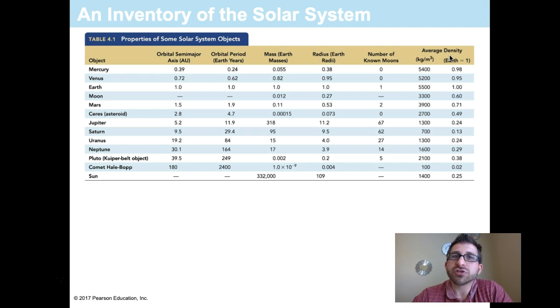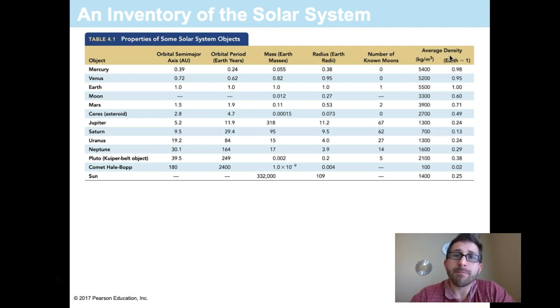Orbital semi-major axis. This is basically like the distance. It's almost like a radius, but when you're dealing with an elliptical shape, an oval shape, there is no radius per se. We call it the semi-major axis. There's also the orbital period, how long it takes to go around the Sun. Notice it's in Earth years.